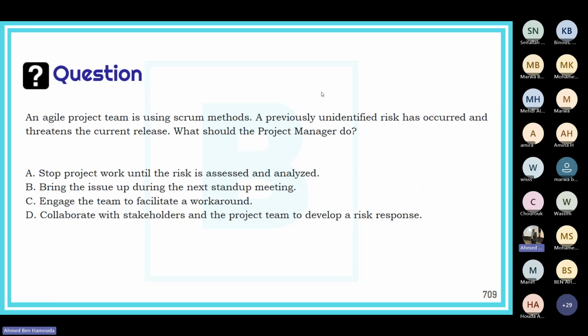Let's have a couple of questions. An agile team is using Scrum. A previously unidentified risk has occurred and threatens the current release. What should the project manager do? Stop project work until the risk is assessed and analyzed. Bring the issue up during the next stand-up meeting. Engage the team to facilitate a workaround or collaborate with stakeholders and the team to develop a risk response. Now, of course, this risk has occurred. So definitely what we need to do here is to engage the team in facilitating a workaround, okay?